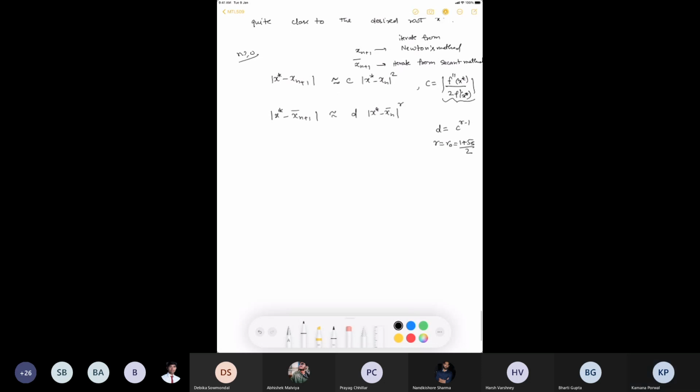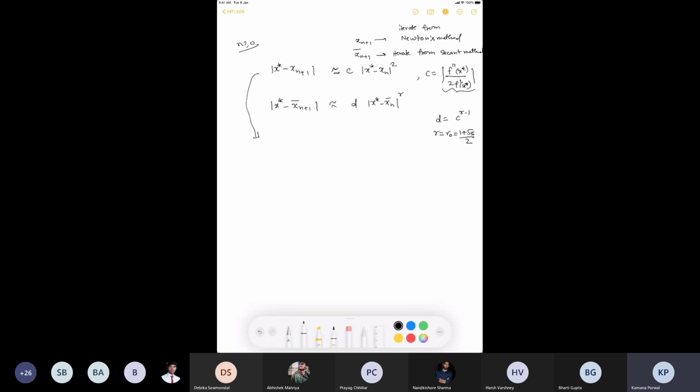Okay. So this is how the error of the two methods behaves. Now I'm just going to focus on Newton's method for the time being. If we apply this, x star minus xn is going to behave like c times mod x star minus xn minus 1 squared.